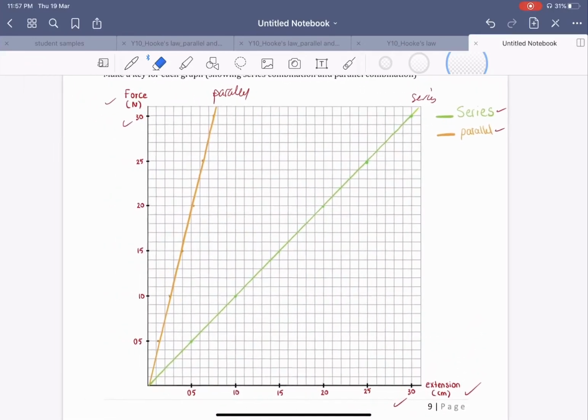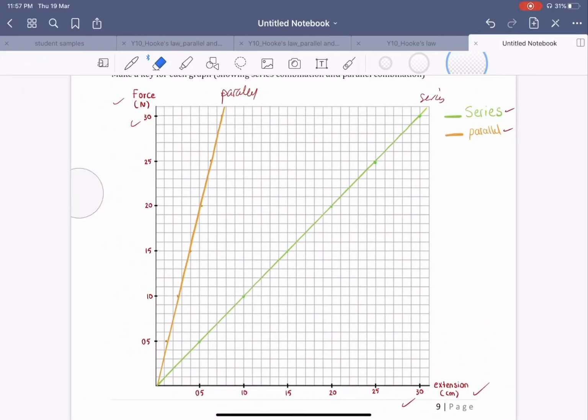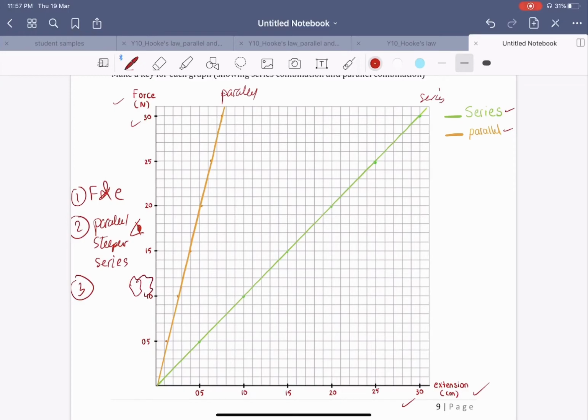First thing I can get from the graph is what? Let me write them here. First thing is that F and E are directly proportional. Okay, that's based on Hooke's law. Second thing I noticed is that the parallel one is steeper than the series one. That's something I can visually observe. Third thing is something I already know in my brain, which is what? We know that the steeper the slope, the stiffer the K, right?